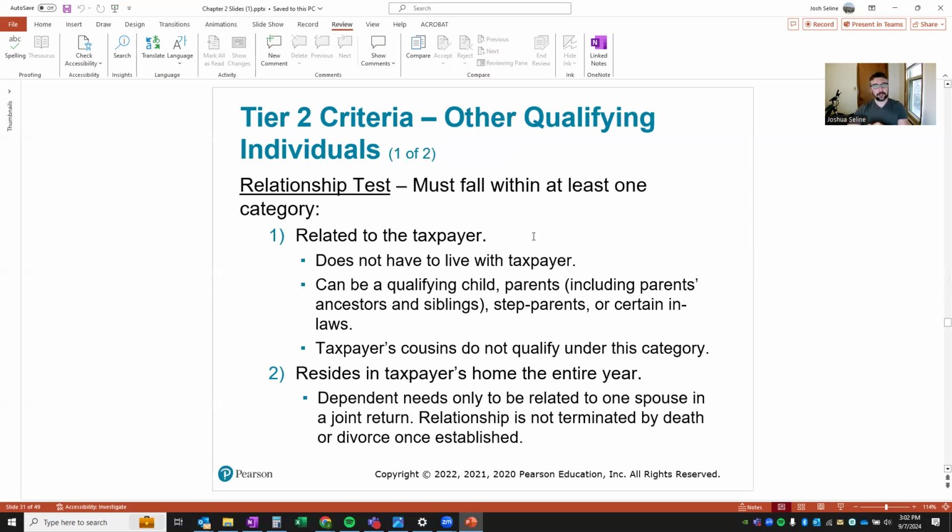You would be filing your own tax return. Other qualifying individuals: you've got to fall into one of these categories. Related, you don't have to live with the taxpayer. You've got to be a qualifying child, parents, step parents, certain in-laws. Taxpayers' cousins wouldn't qualify.